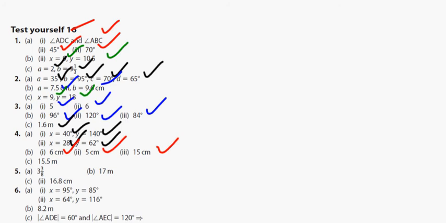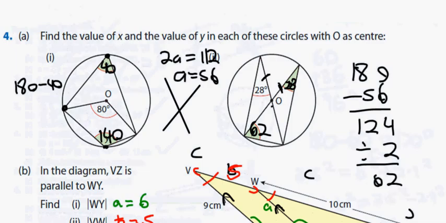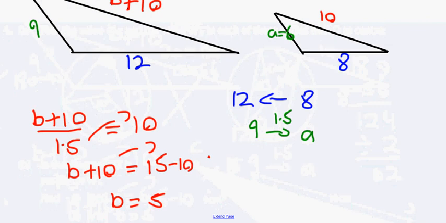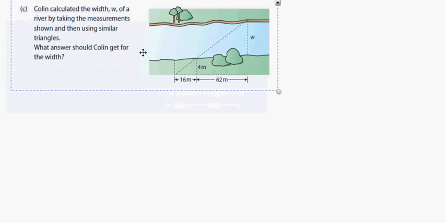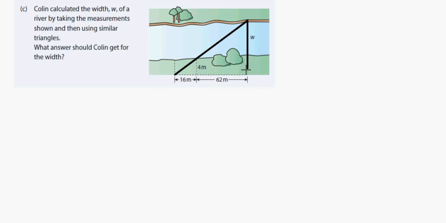Okay. Now we're on to 4C. Colin calculates the width W of the river by taking the measurements shown, then using similar triangles. What answer should Colin get for the width? Okay, so look, what we're trying to draw here is this here. There's a triangle with W, and he's got 6. So what he's got is 6, 4 and W here. Okay, so I'm just going to grab this here. So that's what he's looking to draw.